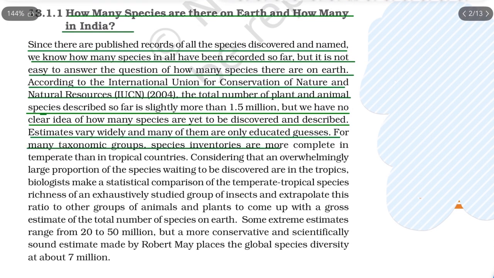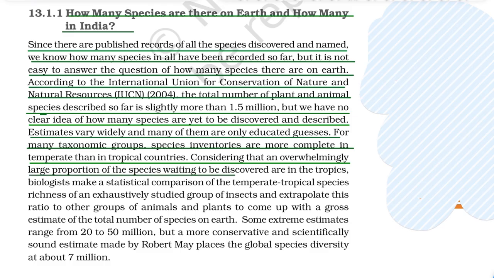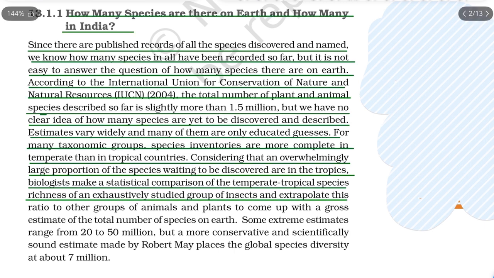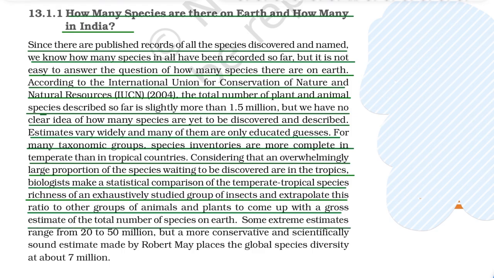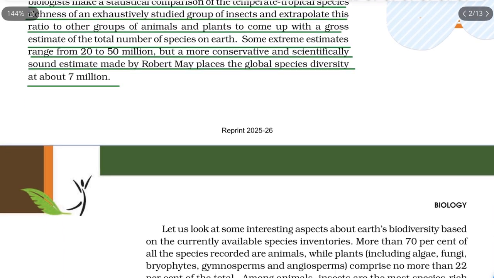For many taxonomic groups, species inventories are more complete in temperate than in tropical countries, considering that an overwhelmingly large proportion of species waiting to be discovered are in the tropics. Biologists make a statistical comparison of the temperate-tropical species richness of an exhaustively studied group of insects and extrapolate this ratio to other groups of animals and plants to come up with a gross estimate of the total number of species on Earth. Some extreme estimates range from 20 to 50 million, but a more conservative and scientifically sound estimate made by Robert May places the global species diversity at about 7 million.